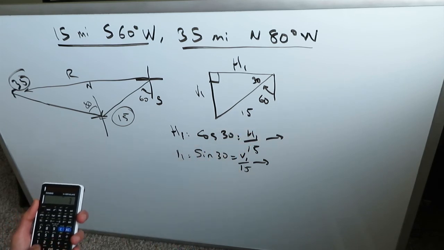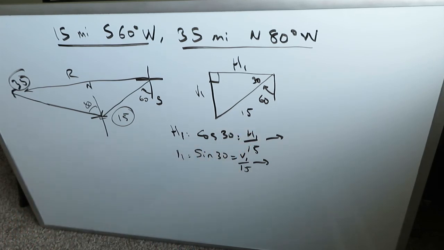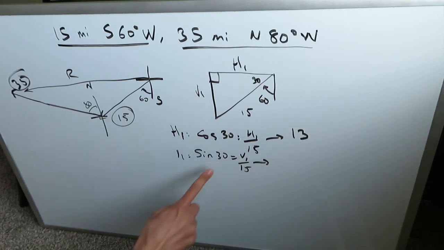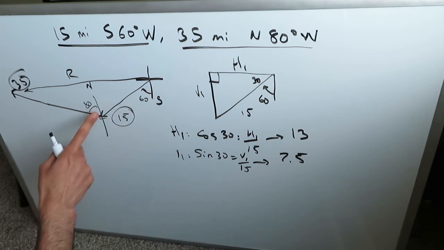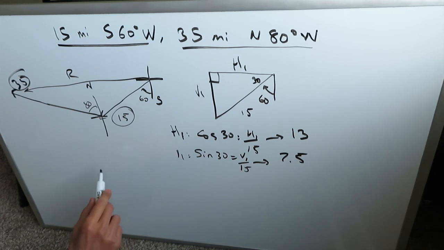So h1 will be 15 times cosine 30, and you get 12.99. I'm actually rounding that up to 13 because 12.99 is very close to 13. Let's do sine. Well, sine 30 is 0.5. 0.5 times 15 is 7.5. That's easy. Now let's draw our second triangle, which represents the second aspect over here.